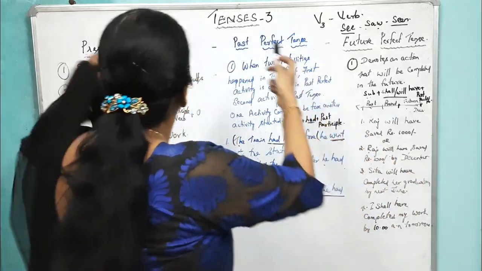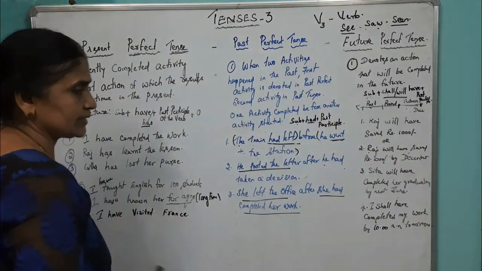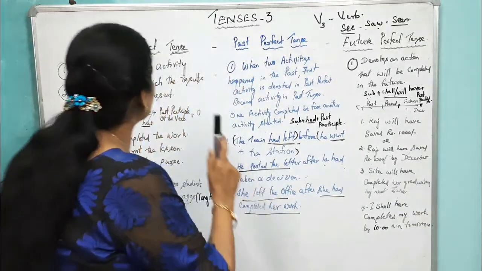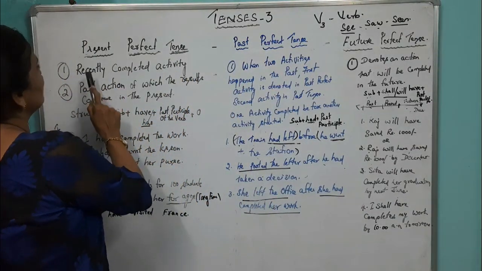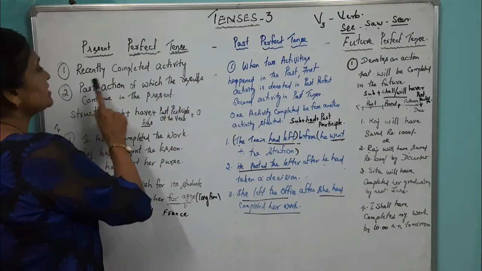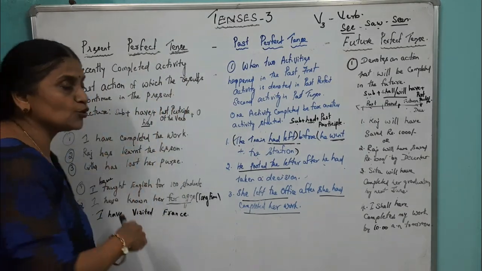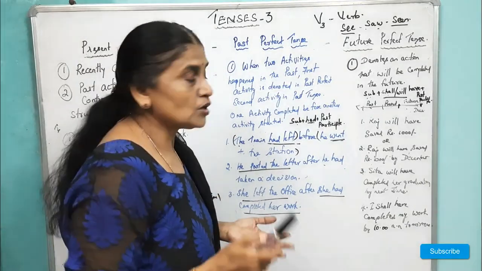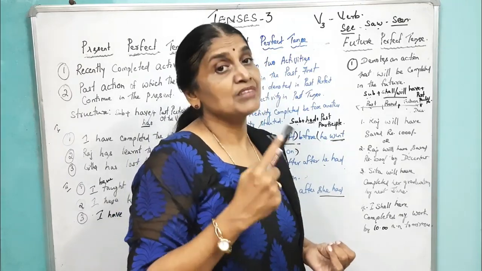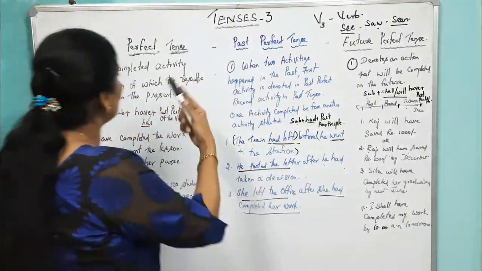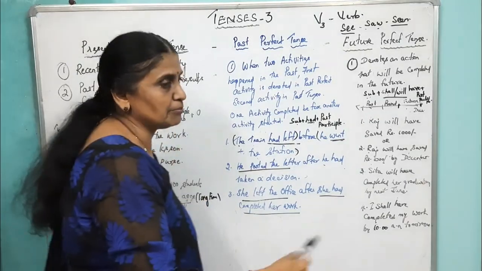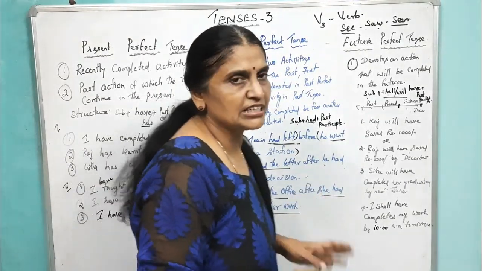Okay, now let's go to the present perfect tense. Where should you use present perfect tense? You use present perfect tense for a recently completed activity, or a past action of which the results continue in the present. So, for a recently completed activity, you use present perfect tense, and also for the past action of which the results continue in the present. Okay, we will see the examples.